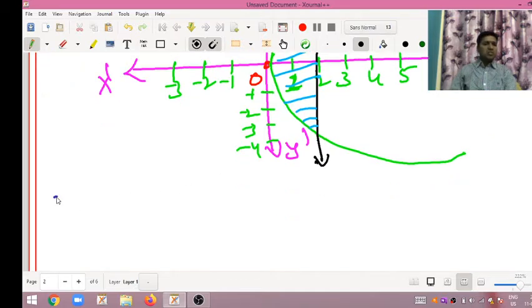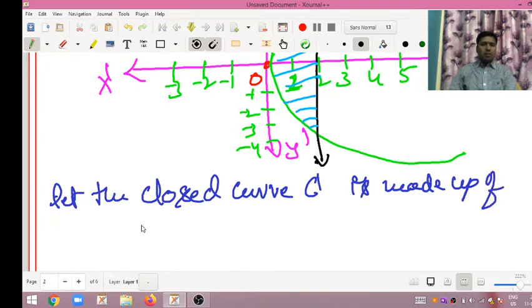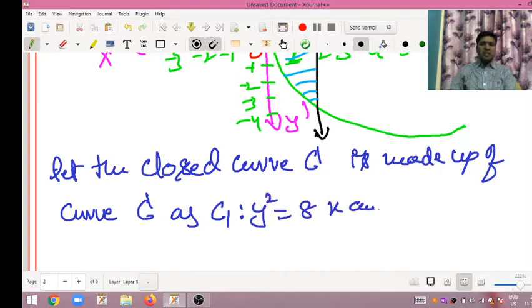See, my dear friends, solution part 2. In the solution part, let the closed curve C be made up of curves: C1 is y square is equal to 8x and the line C2 is x is equal to 2, my dear friends.